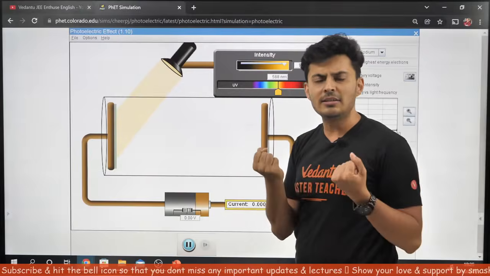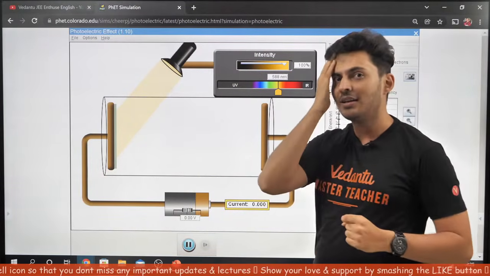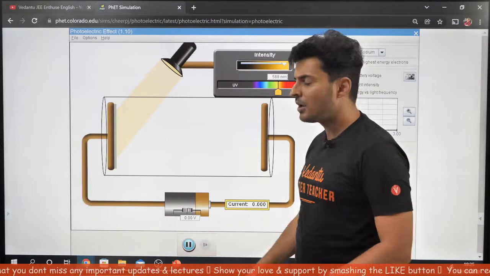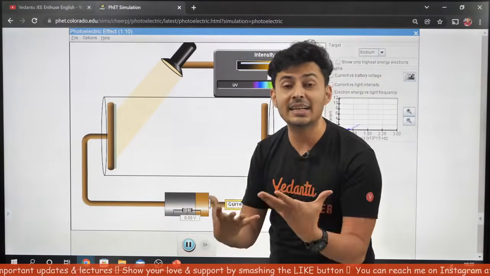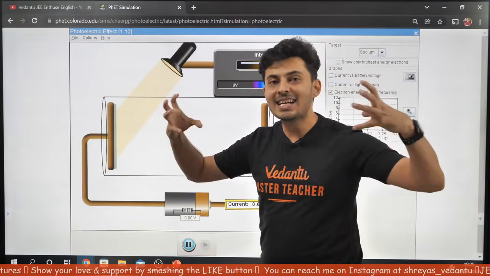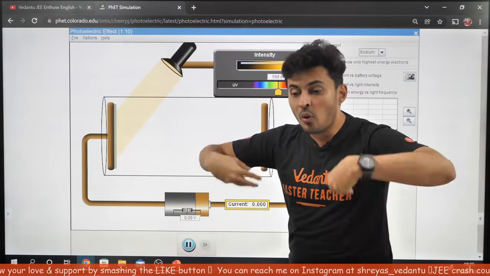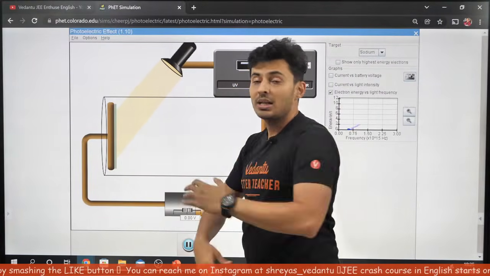You might think, sir, intensity increases, more energy will be there. But there is a problem in that. Did you see what is the problem in that? Why doesn't the photoelectric effect occur even when I increase the intensity of light? The reason is, when I increase the intensity, what happens? More number of light particles, photons, will fall.